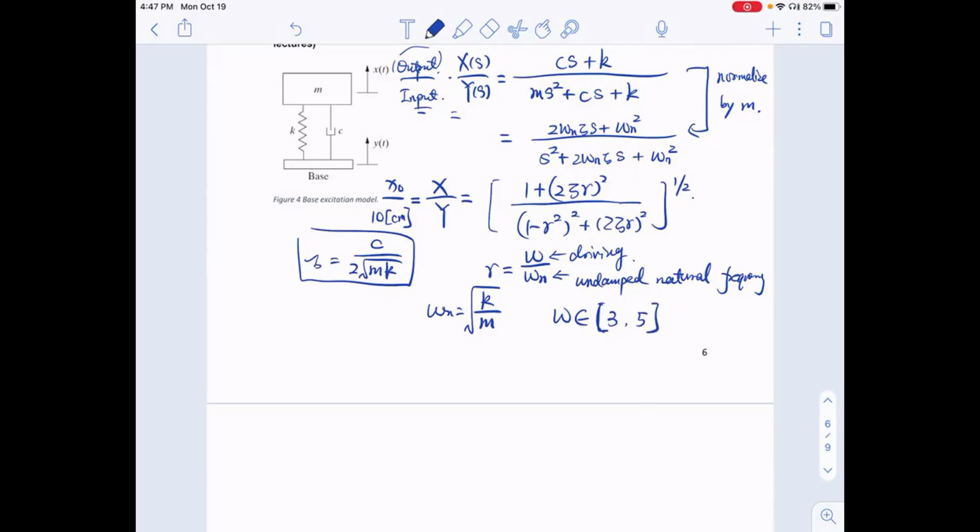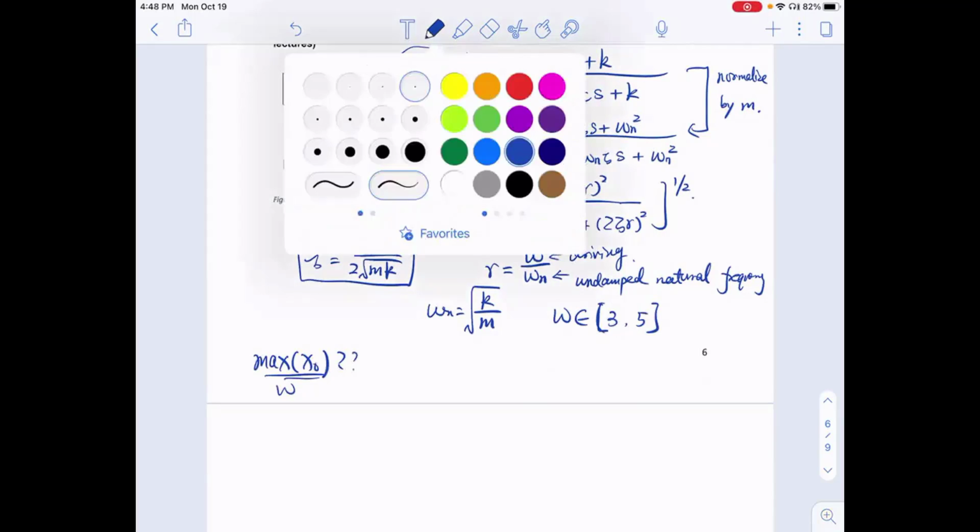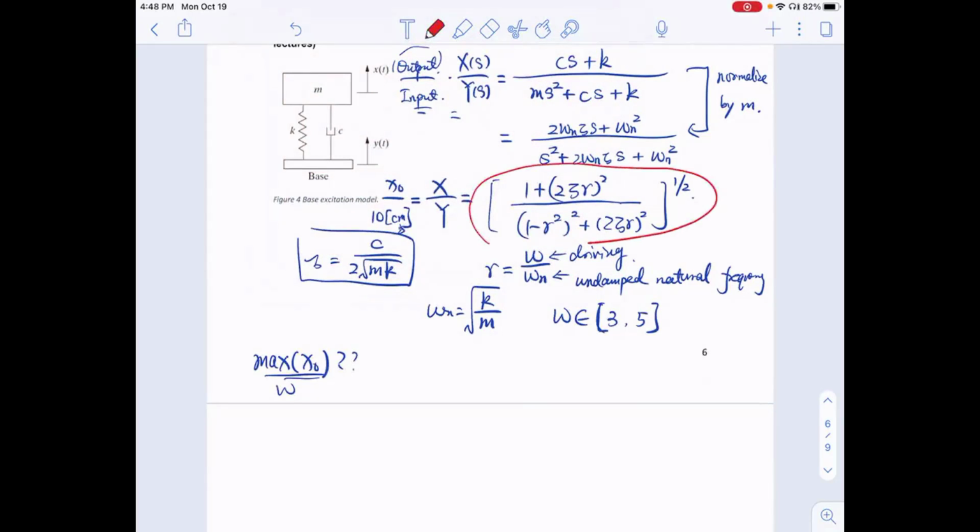It's actually a range. We want to find out which frequency omega maximizes your x naught. We already know that input amplitude is a constant. So that means we just need to find out what's the maximum value of this equation, right? When r equals 3 divided by, let's calculate this out, that's actually 2 radian per second, 5 over 2.